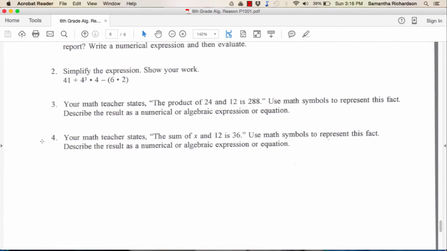Question 4. Your math teacher states the sum of x and 12 is 36. Use math symbols to represent this fact. Describe the result as a numerical or algebraic expression or equation.